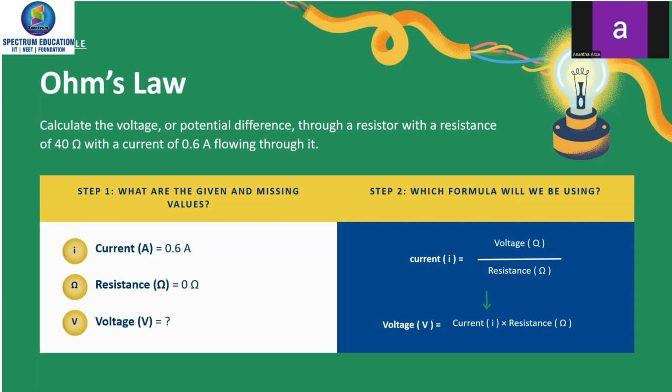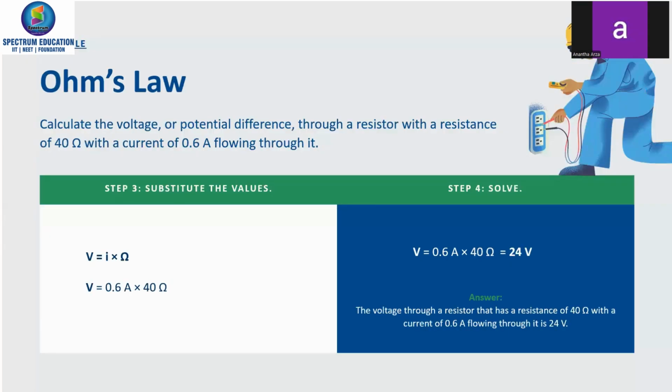What is the relationship between current, resistance and voltage from Ohm's law? Current is equal to voltage by resistance. Now, voltage is equal to current into resistance. Current 0.6, resistance 40. 0.6 into 40 becomes 24 volts. The answer is 24 volts.